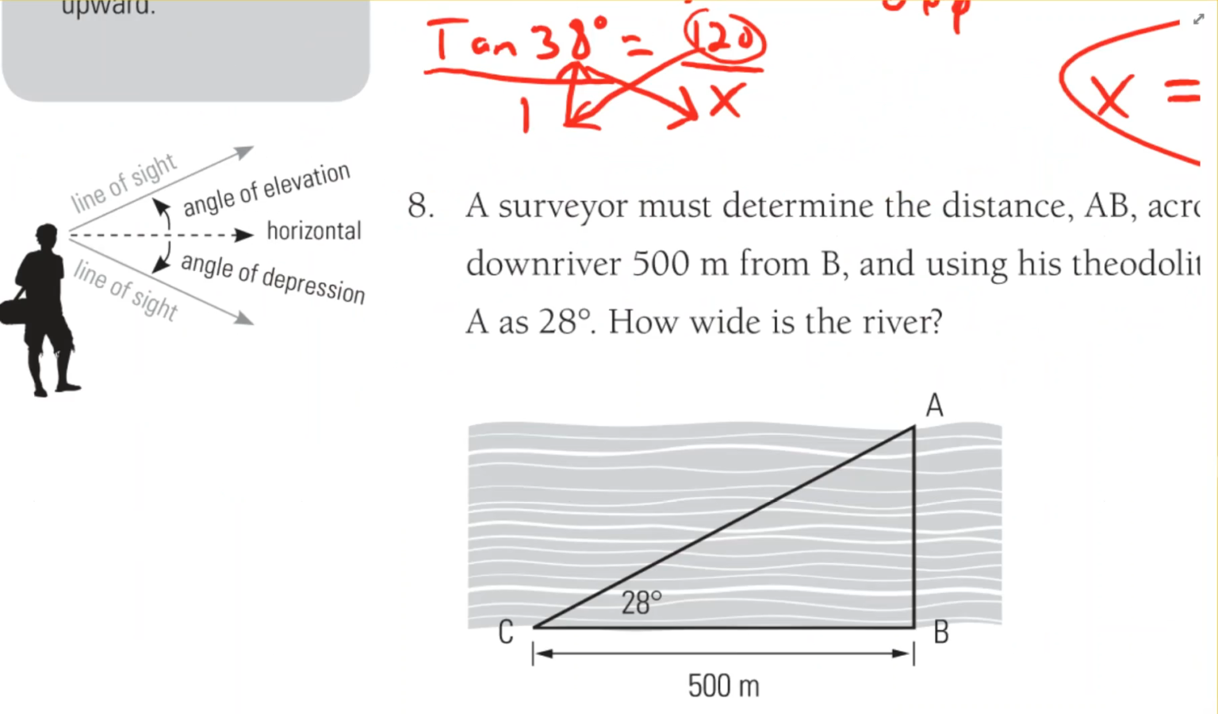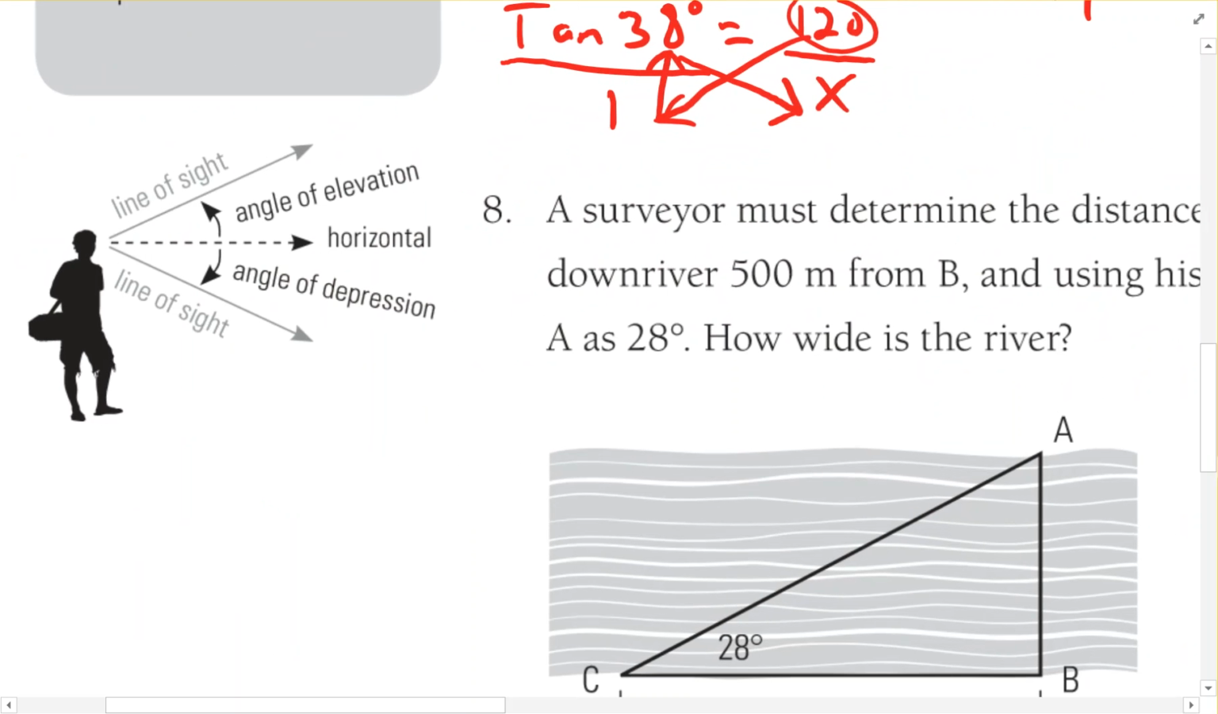Before I do, I just want to show you this picture too. If you're having trouble with that angle of depression thing, or angle of elevation, this is what it means. So with a straight line, the angle of elevation is up from the horizontal line. Angle of depression is down from that line. So, okay.